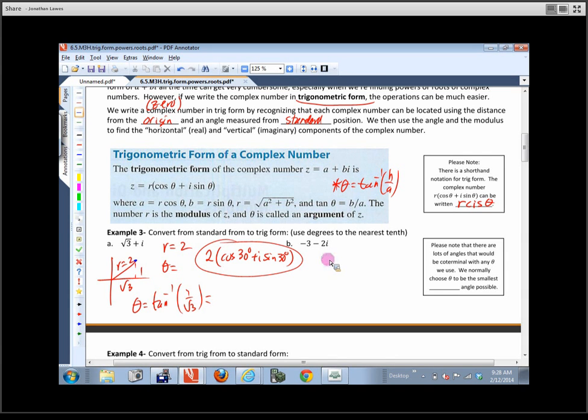Okay, this one's just a little bit more difficult because this one isn't going to work out very nicely. -3 for the real part, -2 for the imaginary part. So we're going to go back 3 and down 2. So we're like this. We need to know what the radius is, and we need to know what the direction angle is. So the radius is pretty easy. That's going to be the square root of -3 squared plus -2 squared. So that's going to be radical 13, right?